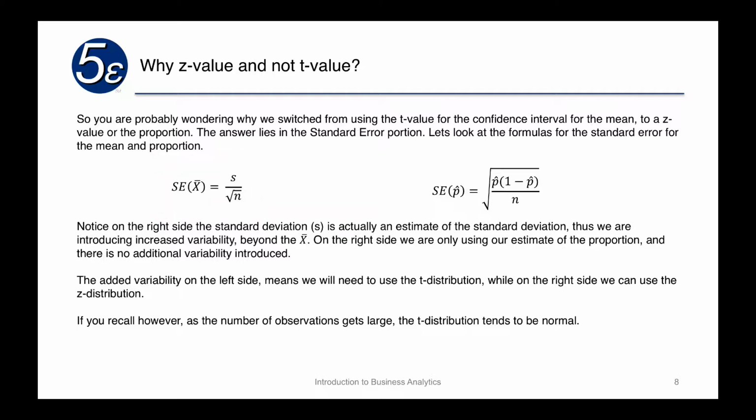But the standard error for our proportion, our p hat, doesn't have that extra variability. On the left side, we have the variability of the mean, estimating the population mean, but we also have the estimate of the standard deviation, estimating the population standard deviation. We don't have that on this side. We really only have our one estimate, which is the p hat. So because of that, we don't need to use the t distribution. We're going to be going back to the z distribution. But remember, as the number of observations gets large, the t distribution tends to normal anyway. So with a larger and larger number of observations, you wouldn't see that much of a difference whether you use the t distribution, a t multiple, or a z multiple.